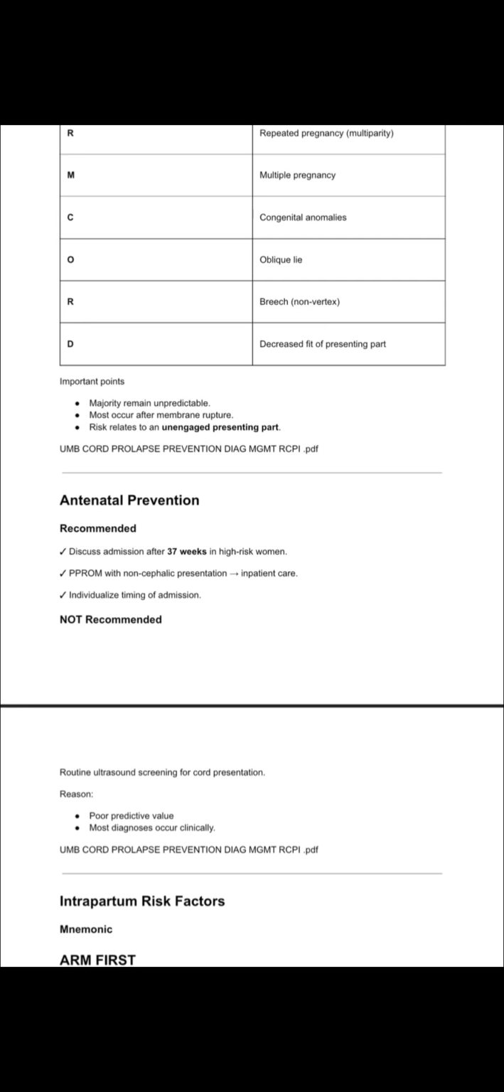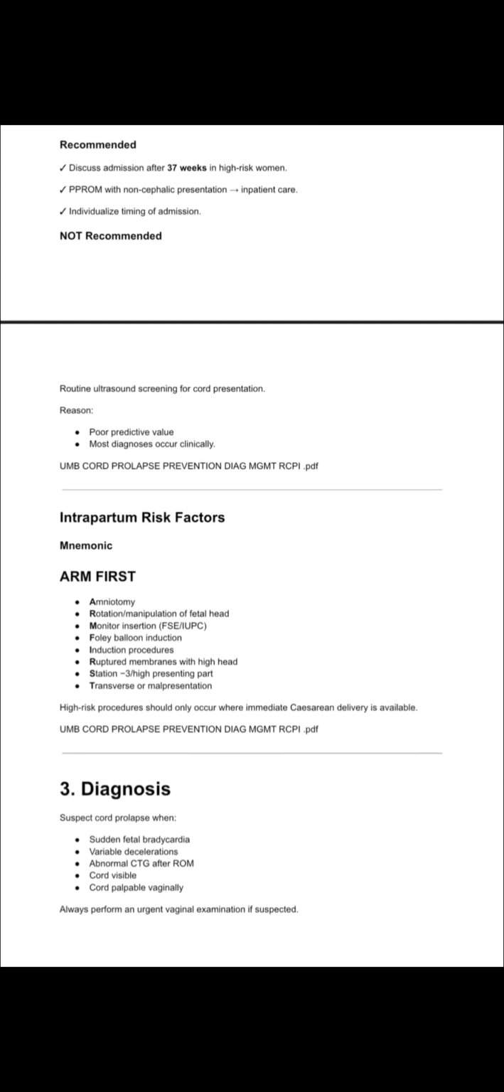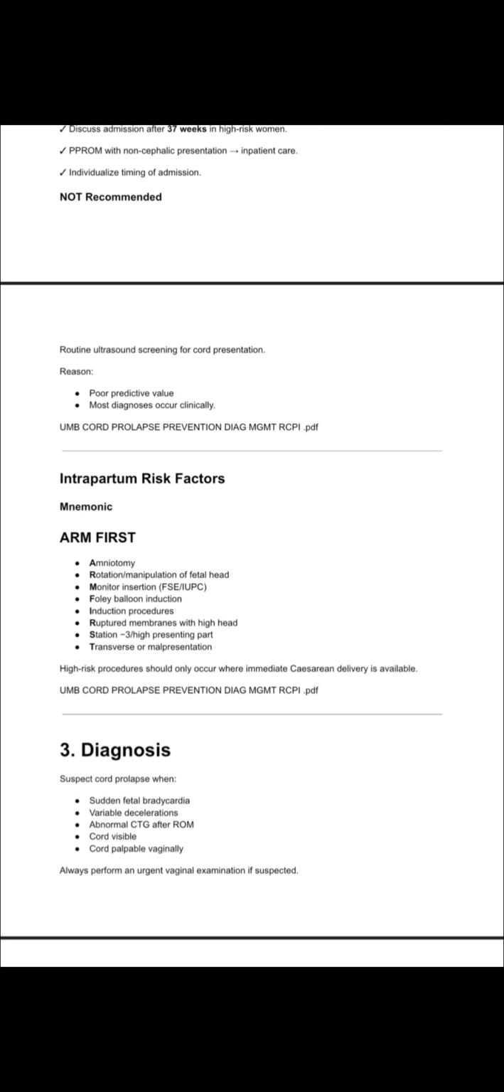Antenatal prevention for umbilical cord prolapse, which is recommended, is to discuss admission after 37 weeks in high-risk patients. So those patients in whom we have identified the above-mentioned risks, we should offer them admission after 37 weeks. Pre-PROM with non-cephalic presentation, offer inpatient care. Individualized timing of admission should be offered. The following are not recommended. Routine ultrasound screening for cord presentation is not recommended because it has poor predictive value. Most diagnoses occur intrapartum and clinically.